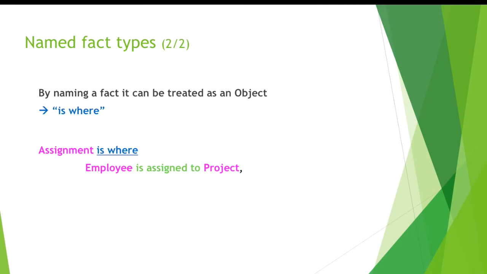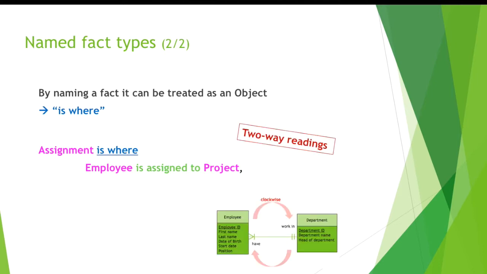If you think back to the ERD, we said there's always two-way verbalizations. So we have the same thing in FIML, which are called two-way readings, which means we don't only go from employee to project, but we also look at the relationship vice versa. So we add project engages employee.